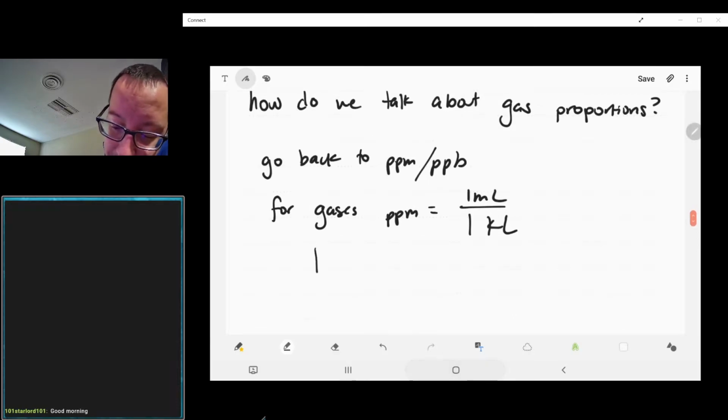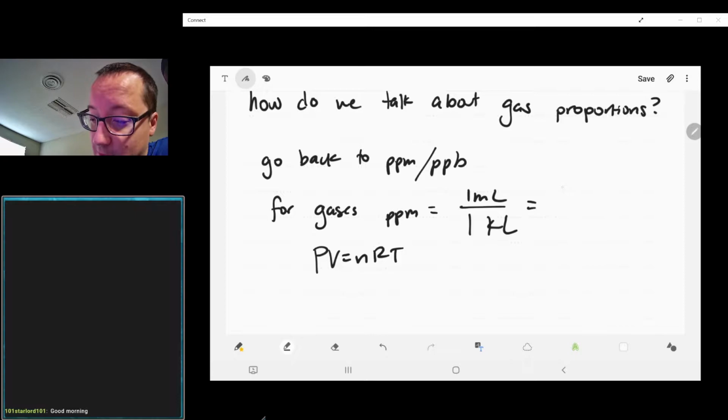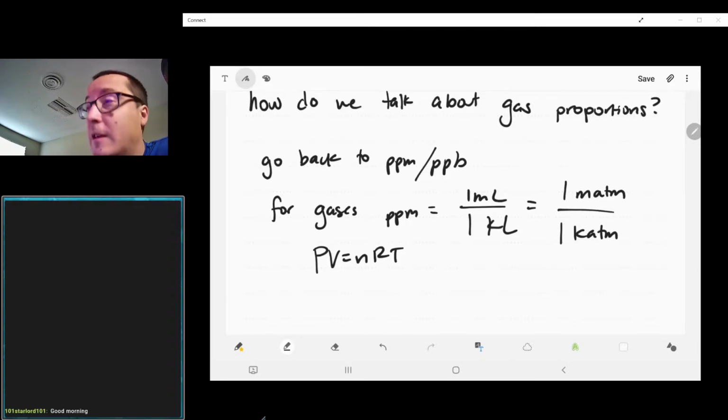And since we know for gases that pressure and moles are also proportional, we could also talk about it in terms of pressure. I'm using atmospheres here, but of course we have torrs, millimeters of mercury, all that sort of thing. Or we could talk about it in terms of moles. Let's do millimoles and kilomoles. That's probably the most common. There we go.